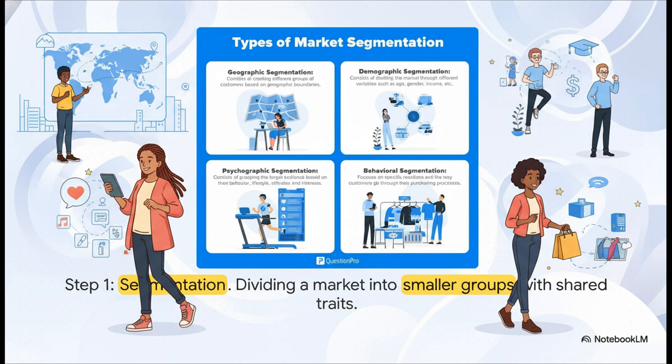So step one is segmentation. This is where we slice and dice the market into groups. We can do it geographically, like designing a product for people in a cold climate versus a warm one. We can use demographics, like age. We can use psychographics, which means targeting people who share certain values, like sustainability. Or we can even use behavioral data, focusing on people who, say, are always the first to try new tech.